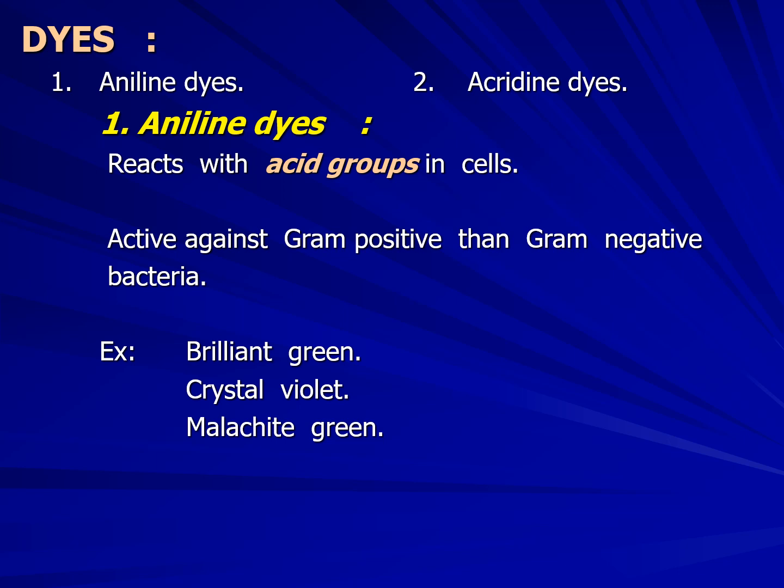So next are the dyes. Dyes are of two types: one is aniline dyes and the other acridine dyes. First of all, aniline dyes mainly react with the acid groups in the bacterial cells, and are mainly active against gram-positive then gram-negative bacteria. Examples of aniline dyes are brilliant green, crystal violet, and malachite green. Very important bio questions.